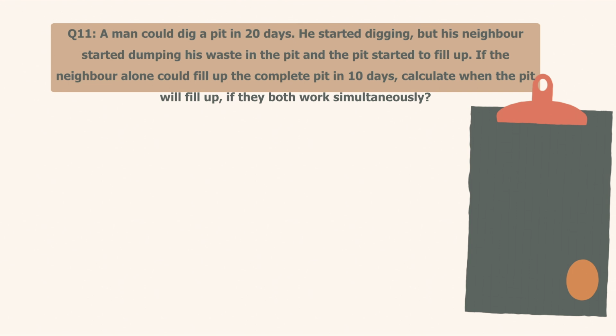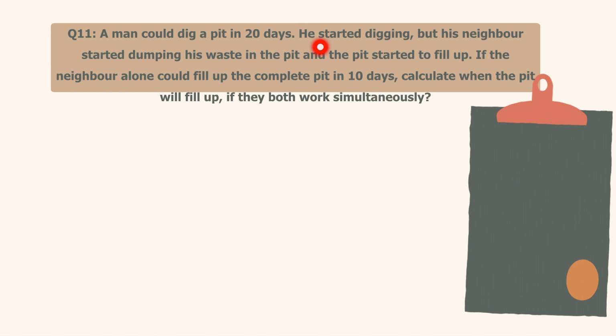Okay, I hope you have paused and solved the question. Let's see how to solve this question. This is an interesting question because in the first portion it is given that a man could dig a pit in 20 days. So we assume we are going to dig a pit, but it takes a U-turn. Interestingly, it says he started digging, but his neighbor started dumping waste in the pit. So now the neighbor came into the picture. He is putting something back in the pit, so that both works are in opposite directions. One person is digging the pit, the other person is filling it up.